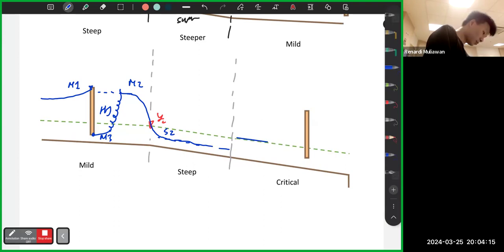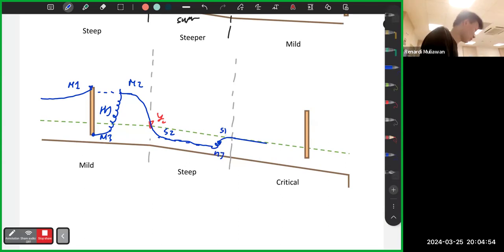Normal depth is here. Steep is supercritical, and supercritical is upstream control, so it doesn't care about what's happening below. There's a mismatch here too. I don't know if there's a hydraulic jump though, it's quite short. I think it can be like this. Then this, hydraulic jump, S1.